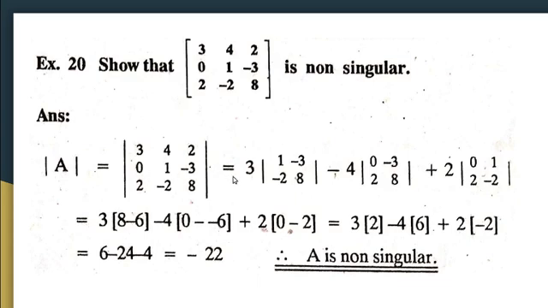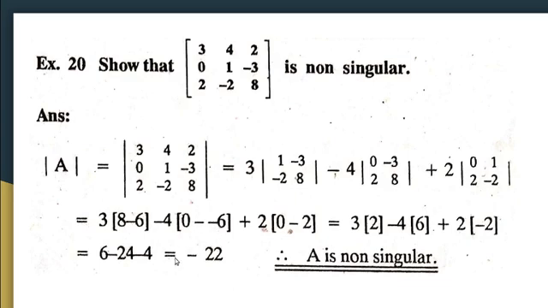Then we find the determinant value in the same way that we did in the case of the determinant. The usual rules: take the first row, then consider the signs, alternate positive and negative signs between the first row elements. Then we find the determinant. By simplifying, we get a value of minus 22. So it was proved that it is non-singular.